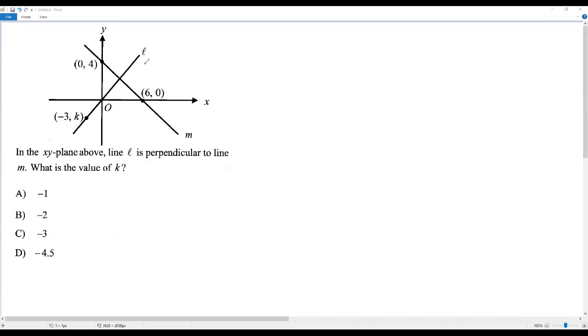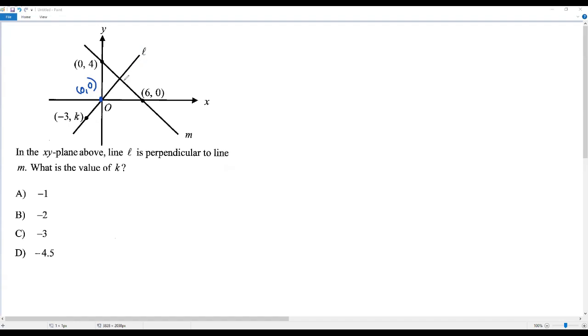Okay, so here in the given XY plane, we have two lines, line L and line M. So the question says line L and line M are perpendicular, and we have to find the value of K, which is the Y coordinate of the point over here on line L. Okay, so here on line M we have 2 points 0, 4 and 6, 0. On line L, one of the points is given, that is negative 3, K, and also clearly line L is passing through the origin 0, 0. So anyways, we have 2 points on line L as well.